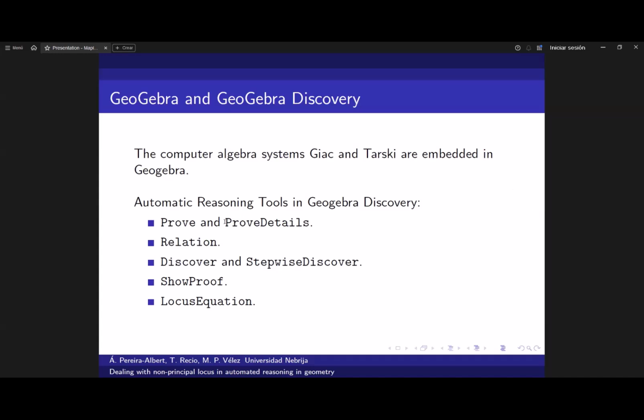The main automatic reasoning tools are these five: proof, relation, discover, show proof, and locus equation. My favorite one to tinker with is the discover one, which, given a geometrical construction and an element of that construction, discovers any other elements in that construction and any relationships between the element you selected and those new ones. But I'm going to focus on the locus equation command.